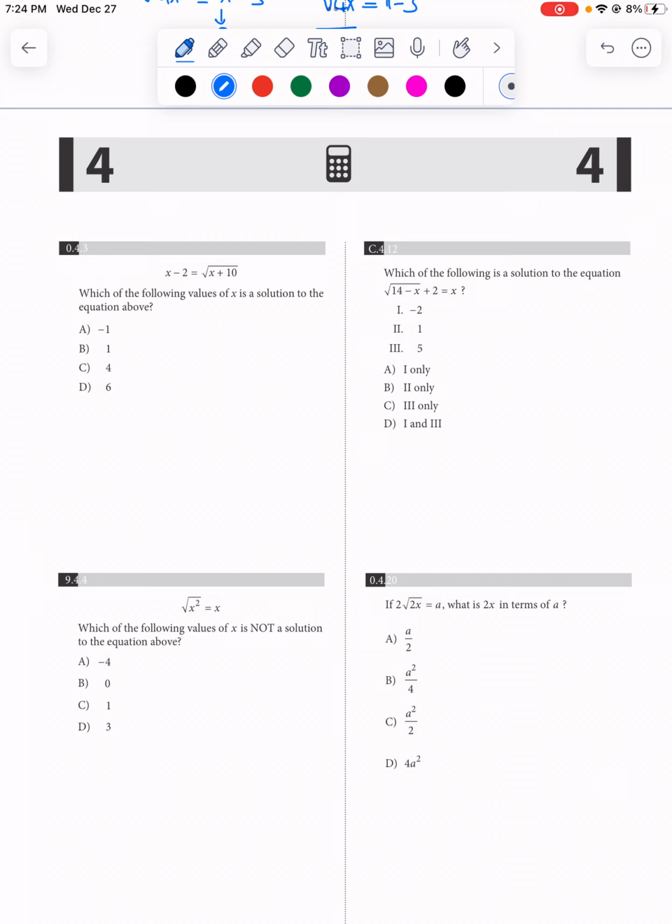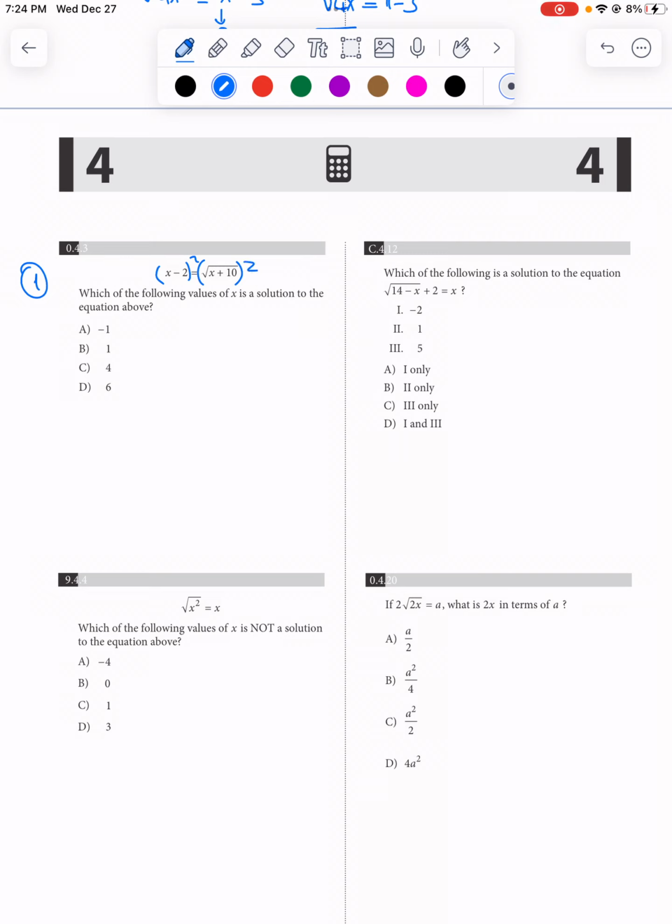Let's get started. Question 1. x minus 2 is equal to the square root of x plus 10. Which of the following values of x is a solution to the equation above? Okay, so we just take the square of both parts. This is our first step.